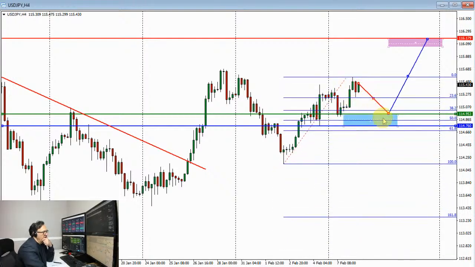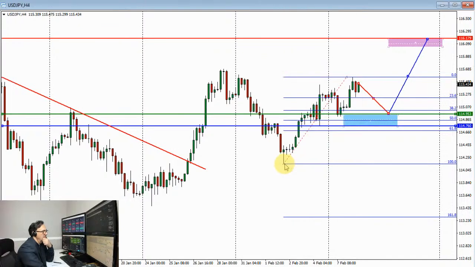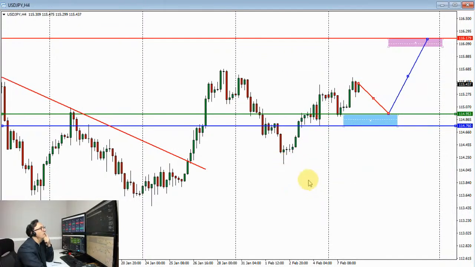So this is another reason why this area here is of interest. It's a zone, it's a horizontal, it's a trend line, it's a fib cluster. So there's a number of things which potentially look positive for dollar Japanese yen. This is dollar Japanese yen.